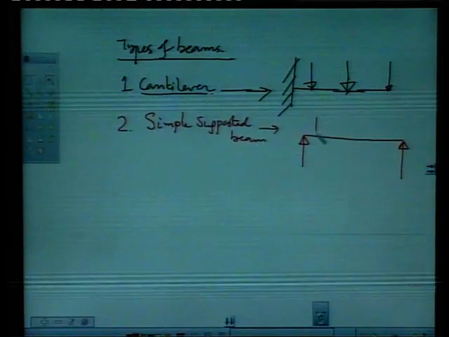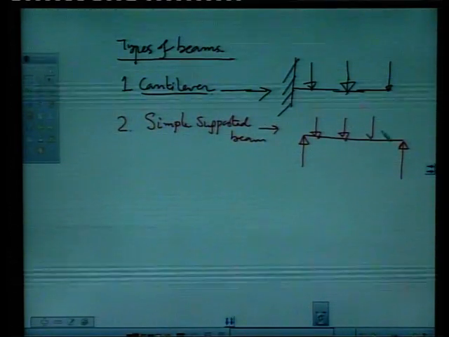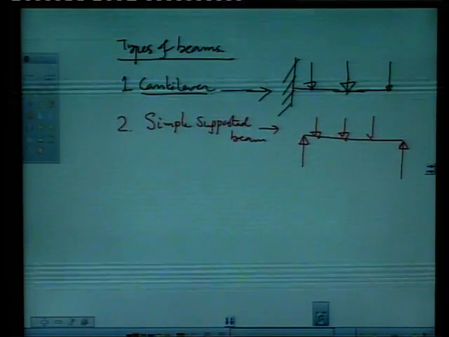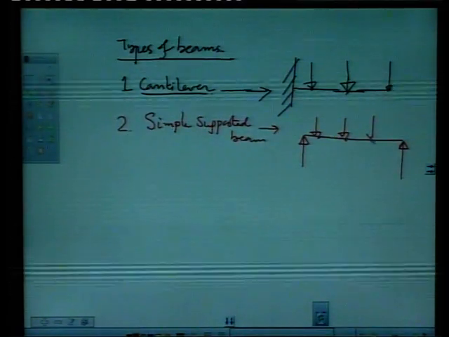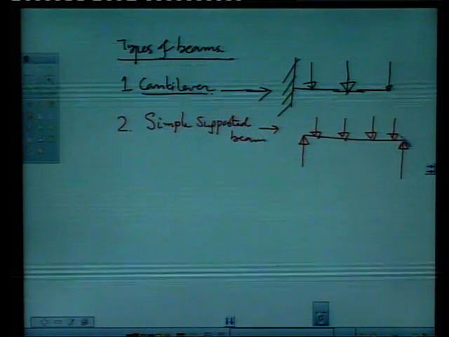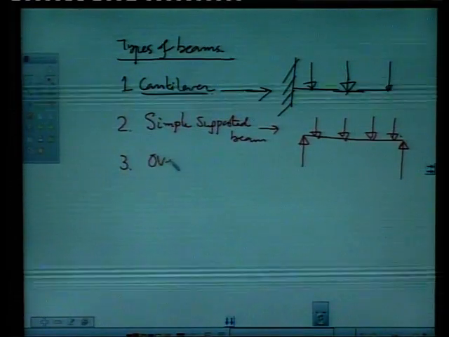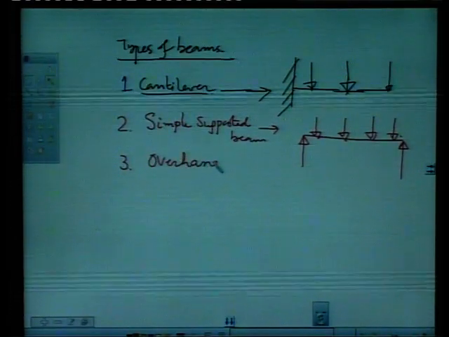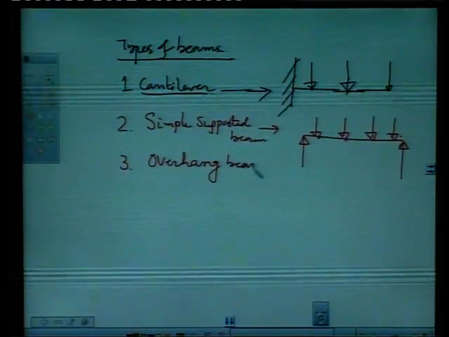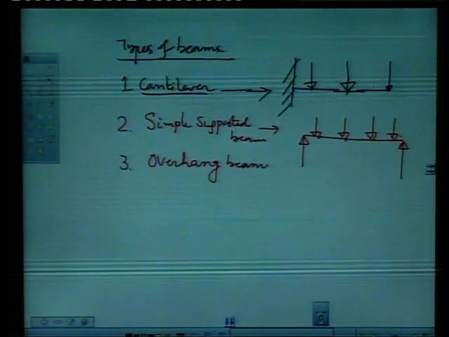This is a simply supported beam. So we can apply load here, here, or here. There are so many types of loads. This is called a simply supported beam. And third is the overhang beam. Overhang, as its name indicates, dear friends.